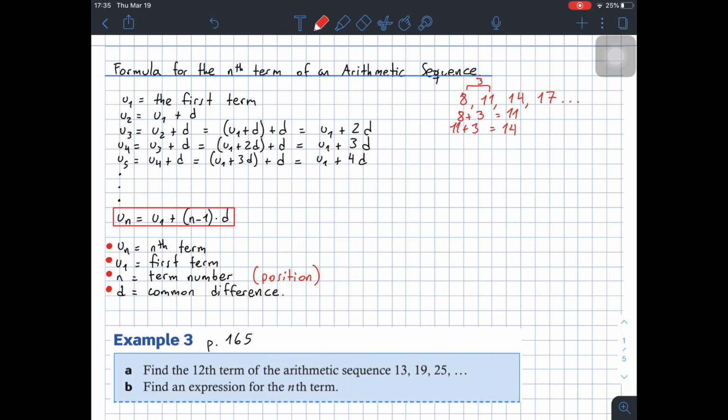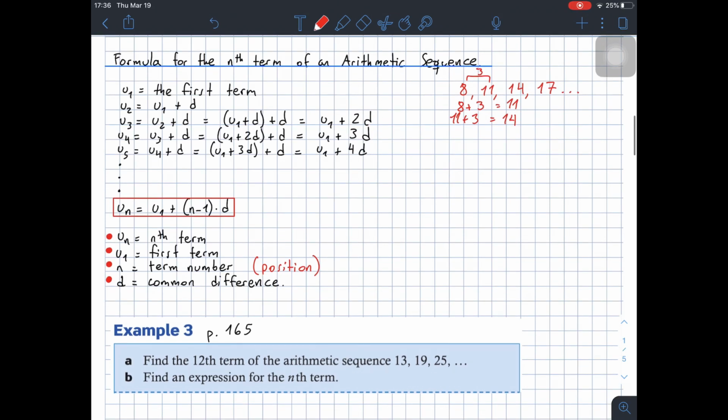But from the previous deduction, we know that u2 equals all of this, right? So if we replace the value of u2 by its equivalent, which is u1 plus d, we will get a formula that is u1 plus d again, okay? So if we organize those terms, we'll get u1 plus 2d.